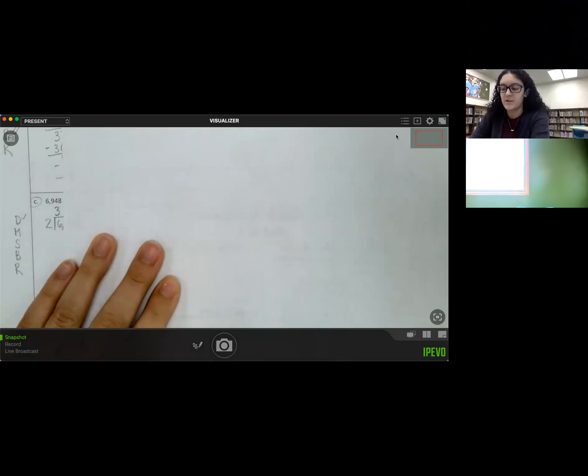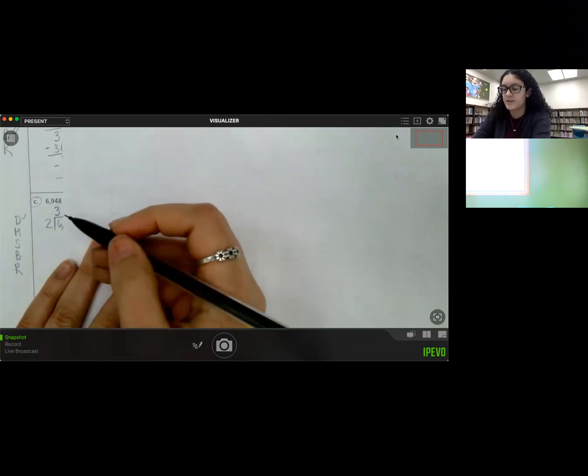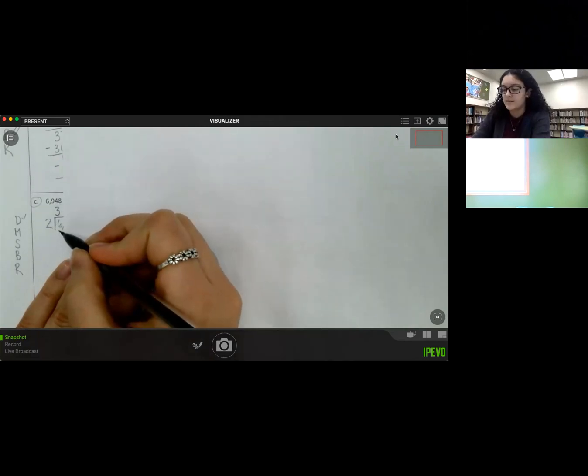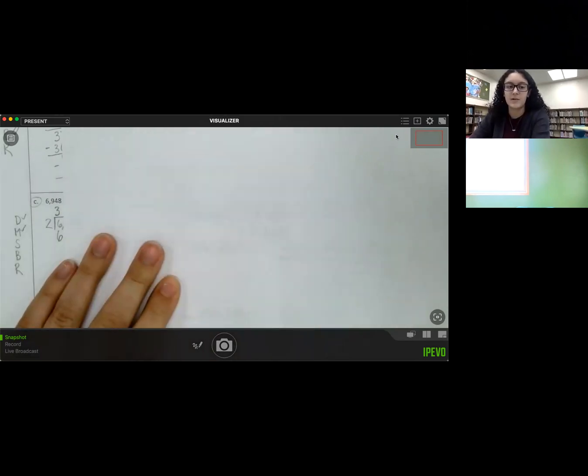What's our next step, Gracie? Multiply. Right, multiply. What numbers are we going to multiply? 2 times 3. What does that equal? 6. I can write my 6 right below. I'm done my multiplying, so I can check that off. What's next, Gracie?